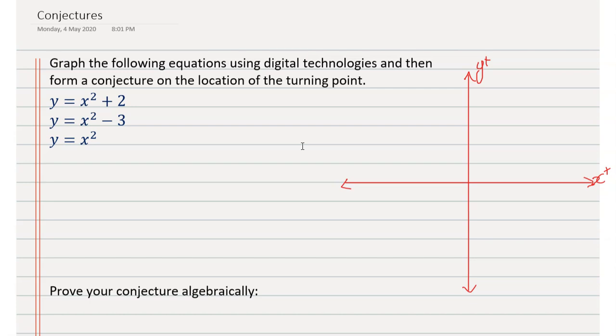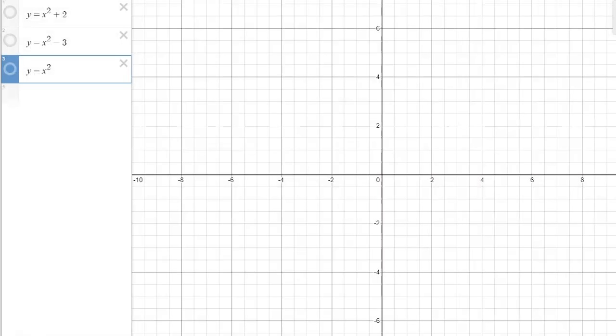To do that, we're going to graph these equations digitally, and we're going to pretend that we've never seen these equations in our life before. We have no idea what their behavior will be like. All we know is that we want to graph them and find a general trend in the behavior of the graphs. I've already put them into Desmos and plotted them.